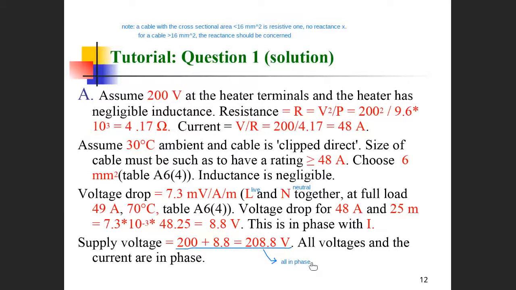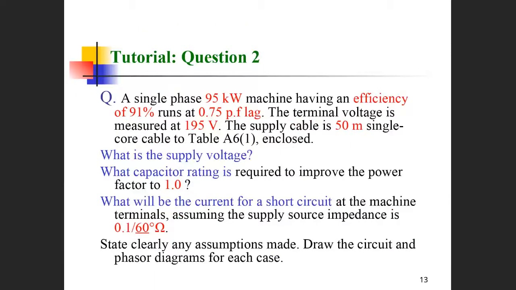Okay, this is example 1. Now we're looking at example 2. In that case, the cable we use is larger. That means the cable has impedance, with reactance, and the load is not a pure resistor. The load has a power factor less than 1 with reactance. The voltage drop on the cable and the voltage across the load will not be in phase, so we have to take into account complex number calculations. Question 2 is very similar to question 1, but the load here is a non-resistive, inductive load.